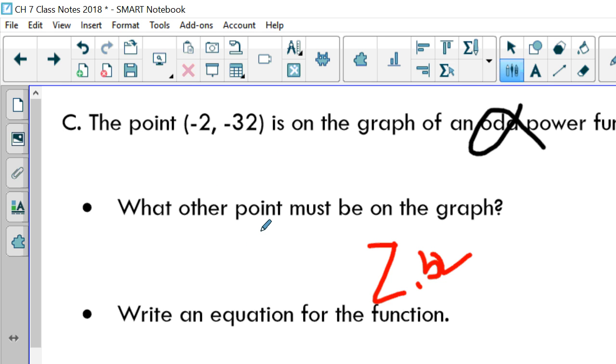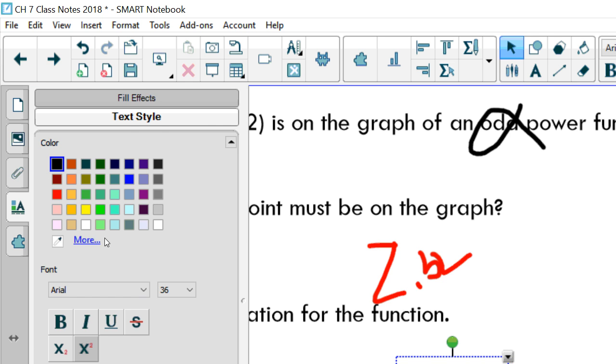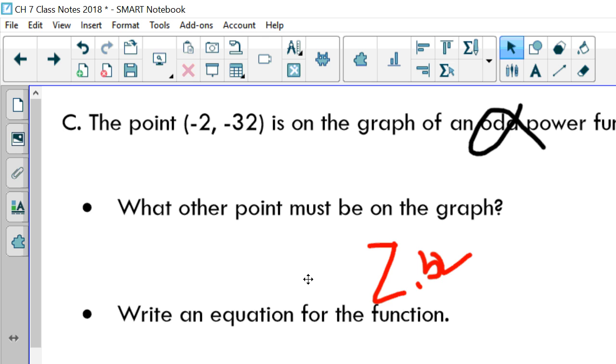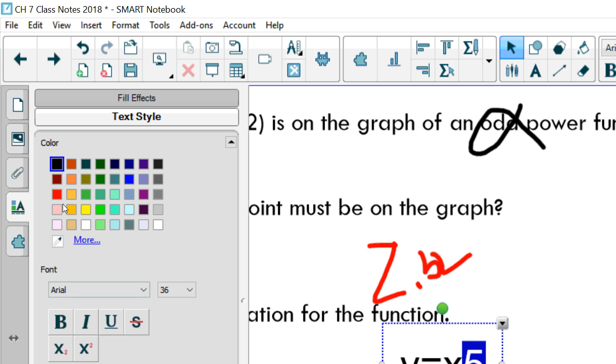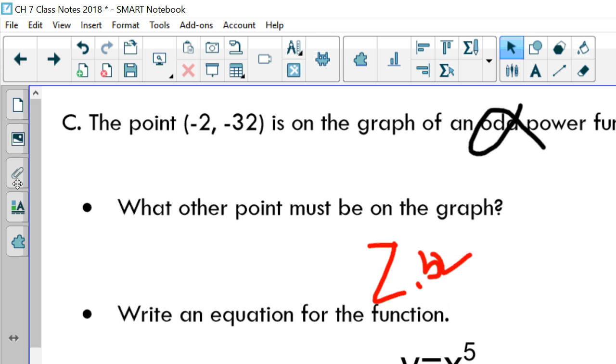The equation then, so every power function is going to have the equation y equals x to the n. So I just need to know what value of n is going to make that true. So if I'm thinking about 2 and 32, I'm really saying 2 to what power is 32? So that would be 5. So 2 to the 5th gives me 32. So y equals x to the 5th is the function I'm looking for.